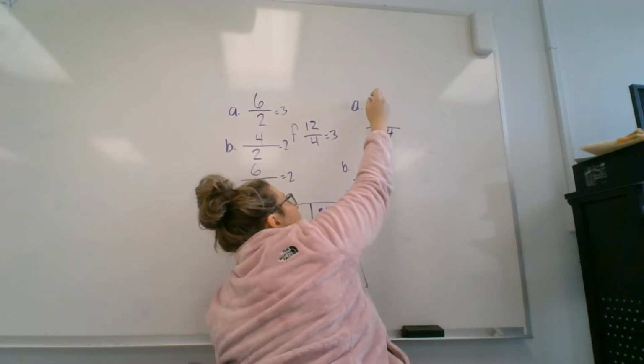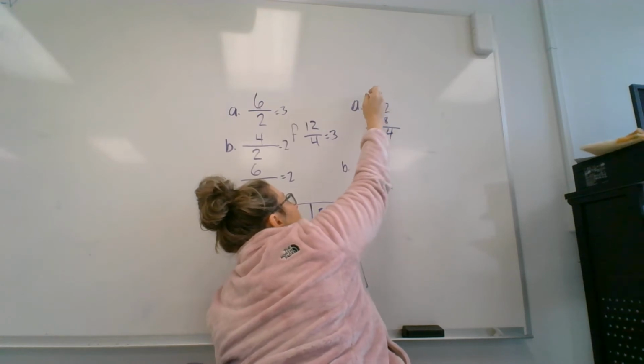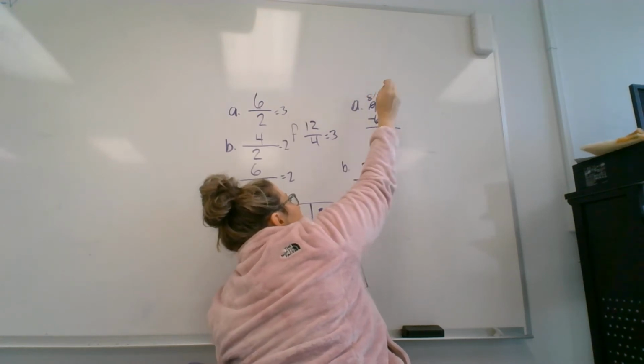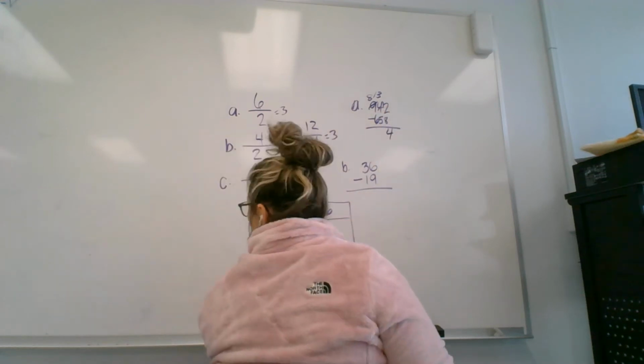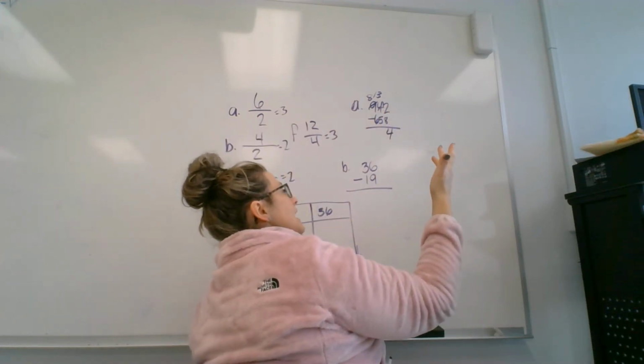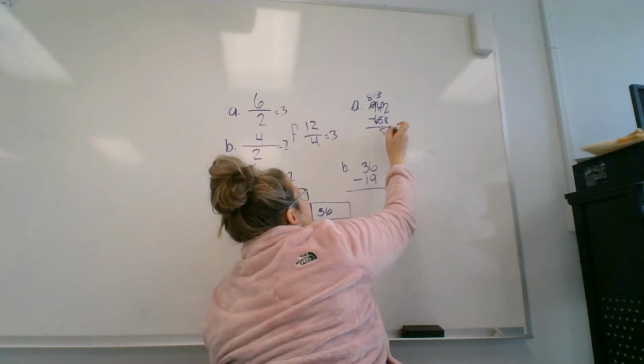Now I have 3 take away 5. I can't do it, so I have to borrow twice. 9 minus 1 is 8. So now I have 13 minus 5: 13, 12, 11, 10, 9, 8. 8 is my answer for that part.